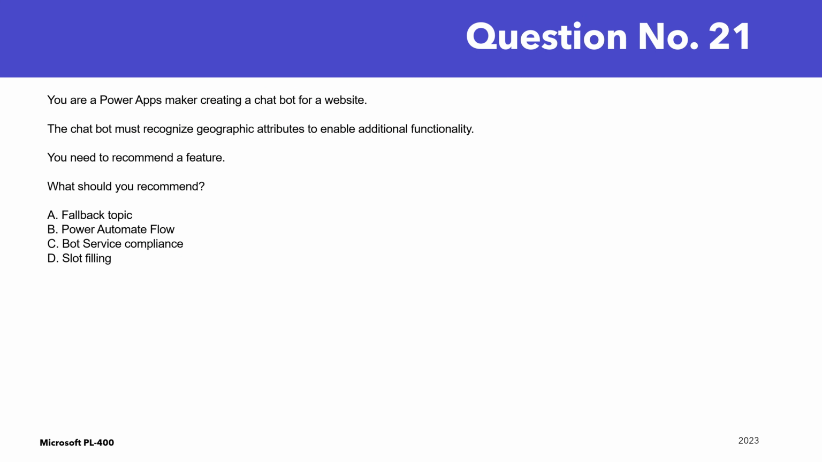You are a Power Apps maker creating a chatbot for a website. The chatbot must recognize geographic attributes to enable additional functionality. You need to recommend a feature. What should you recommend? A. Fallback topic. B. Power Automate flow. C. Bot service compliance. D. Slot filling. Correct answer, D.